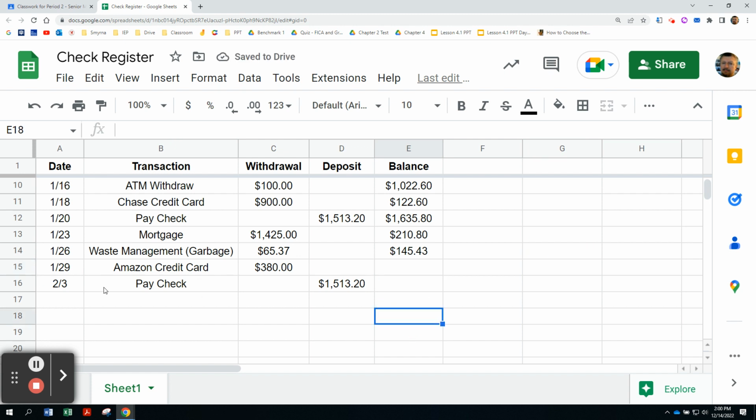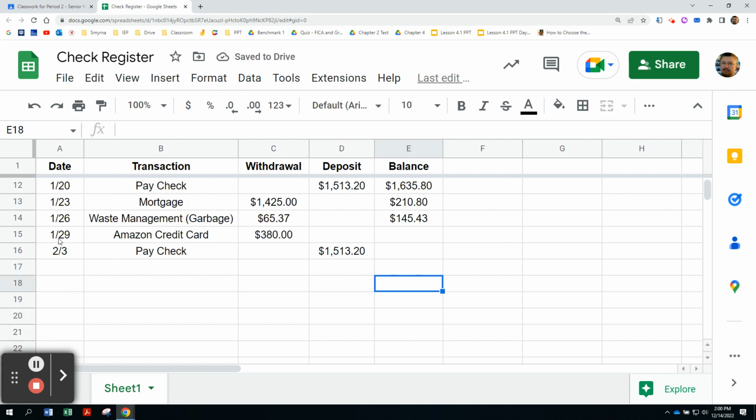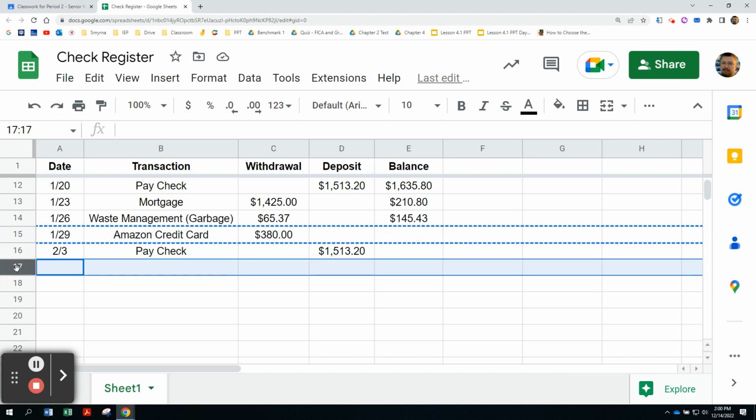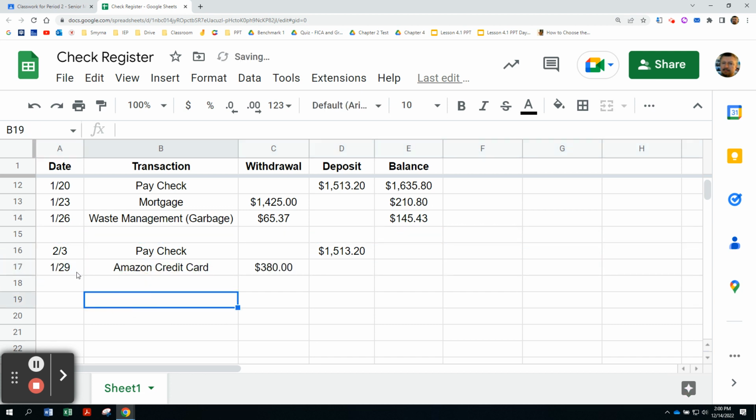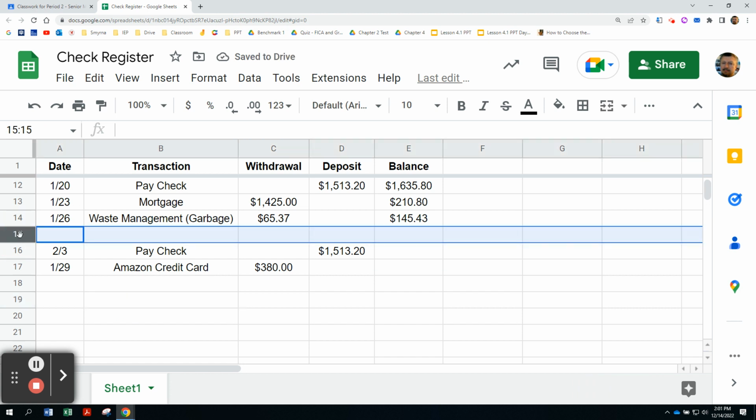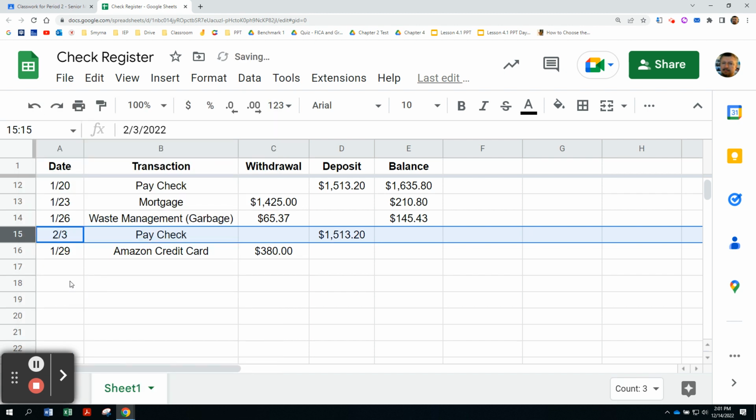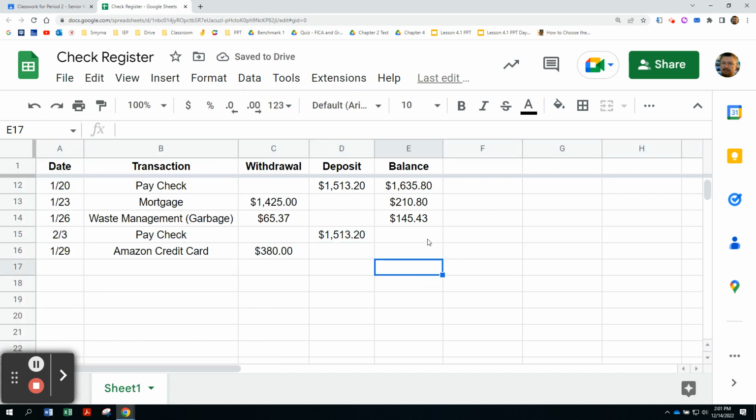So we're going to move Amazon. Now look, we're getting paid a couple days later. So we're going to take this Amazon. Now this is what I'm going to do. I'm going to click on row 15. I'm going to press Control X. That highlights it. Then I'm going to go on row 17 and press Control V, which is paste. I'm going to put it down there. Now I don't want this row anymore because there's nothing there. So I'm going to go over here, right click, and delete that row. Okay, good.